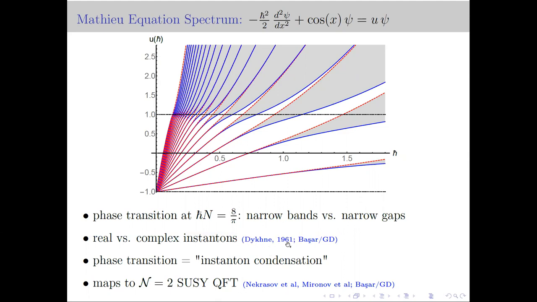And the earliest reference I know to that is in the solid state literature, that beautiful paper by Dykhne. And so this transition is really a Stokes type transition. We're going from narrow bands to narrow gaps. The physics here is dominated by these real instantons. The physics here is dominated by these complex instantons. And by changing the 't Hooft parameter, we can make a transition from here to here in such a way that it really is a genuine Stokes transition.